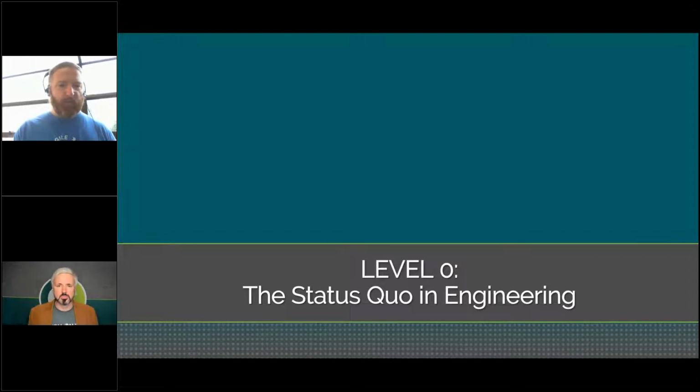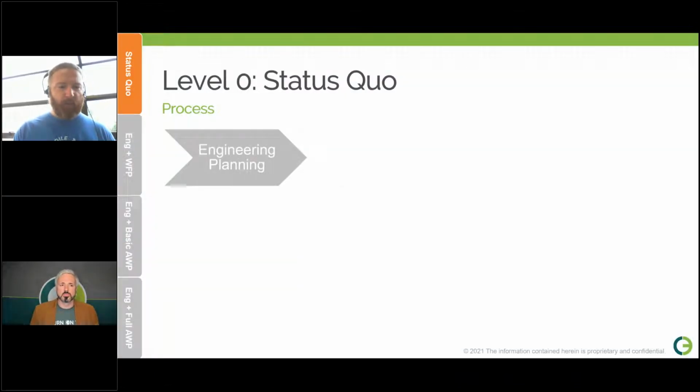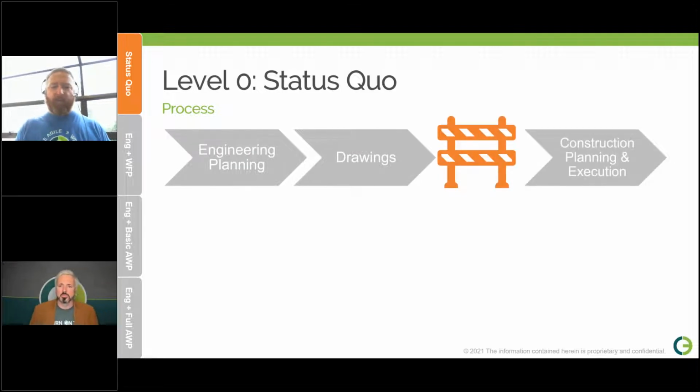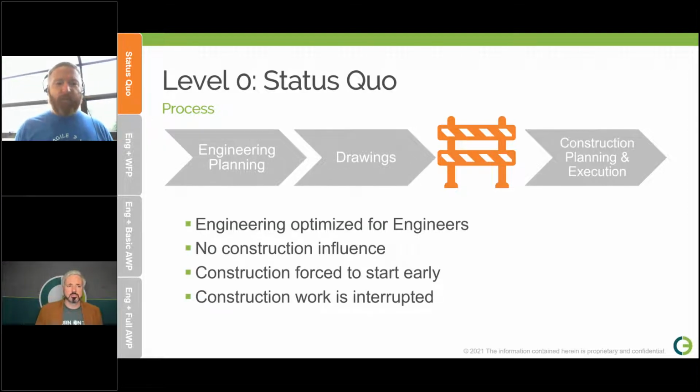So first up, we're looking at level 0, what we're calling the status quo in engineering. In this stage, what we have is a typical old school process. We've got engineering planning, engineering prioritizing their work, creating a bunch of drawings, and then we have this terrible block between there and the field. And this is where things fall apart. Construction planning is ignored, and frankly, engineering executes their scope in the most efficient way for engineering. It's optimized for engineers with little thought for a site installation.